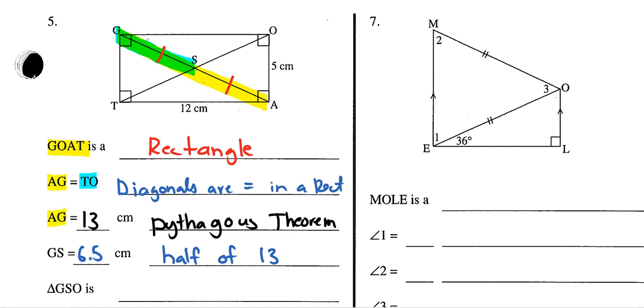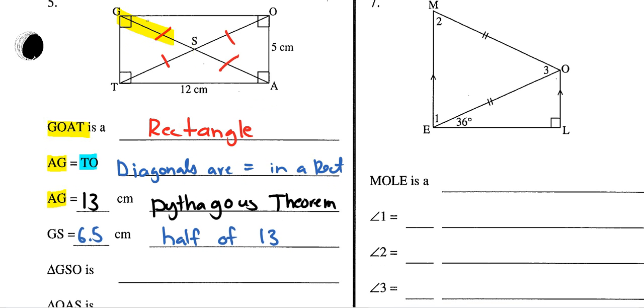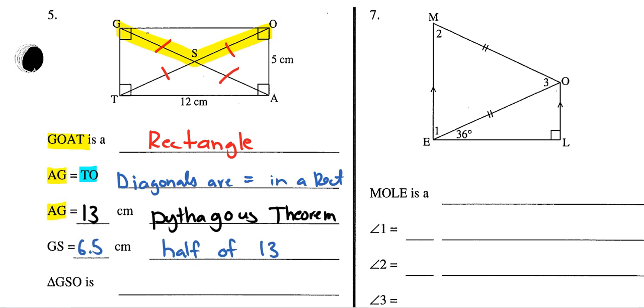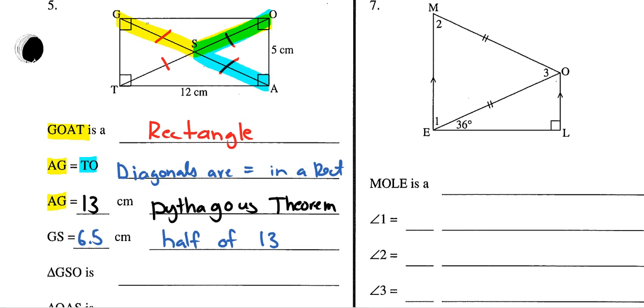Okay, so using that rule right here, let me just delete all this. We know that this is equal to that, and we know that this is equal to that. And then the final question is, what is triangle GSO? Well, GSO, and the final question was OSA. What are those two triangles? Since we have two sides that are equal here, we have two isosceles triangles.